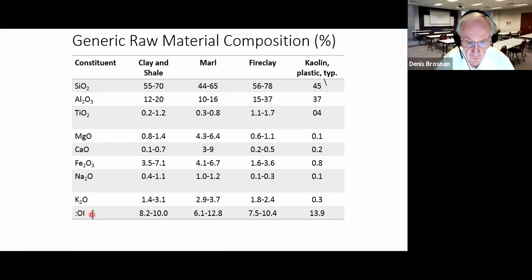This icon is supposed to be loss on ignition right here. And so that's the weight lost when the clay is heated. Now, let me say that a lot of these clays are blended. For example, some clays and shales can be blended with fire clays to get specific colors. Some people blend kaolin and some shale to make bricks. So clays are blended usually for very specific reasons, which I'll talk about in just a minute.